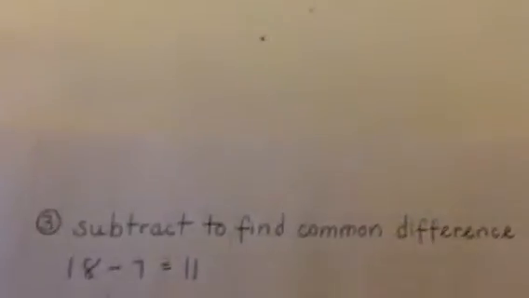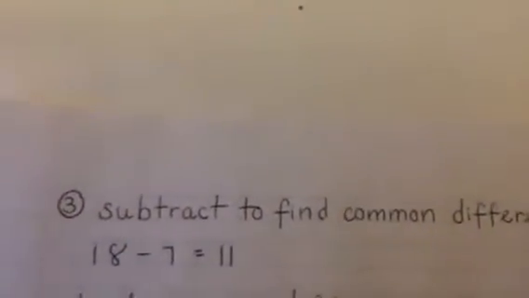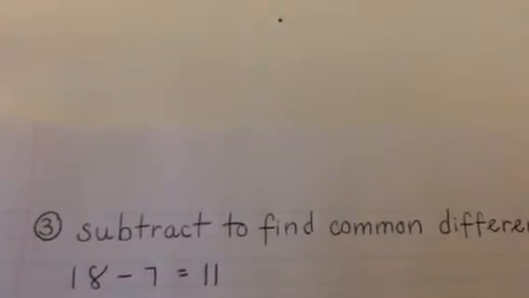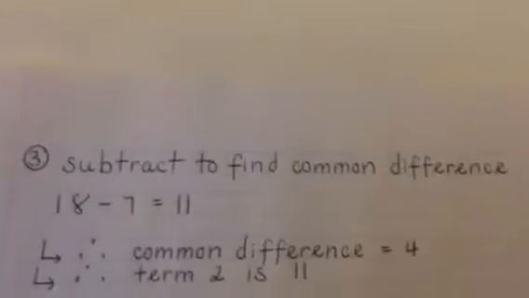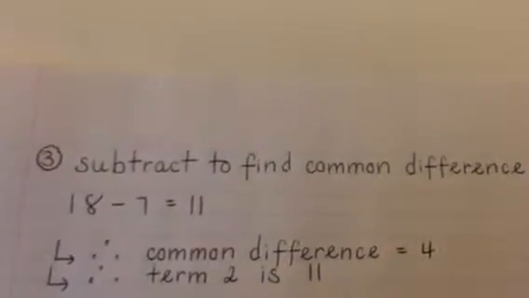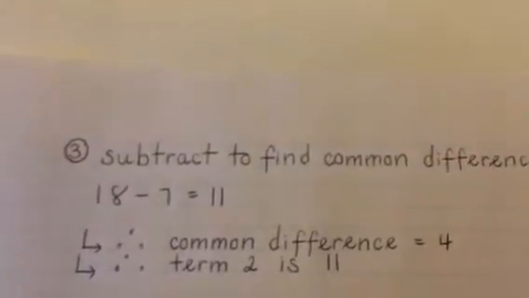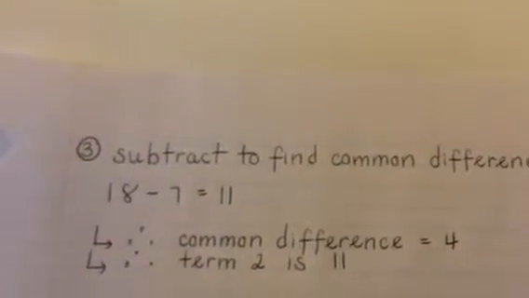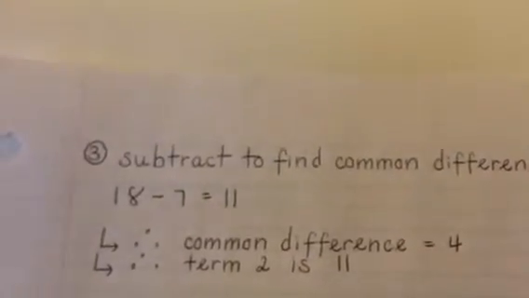Okay, so our next step is to subtract to find the common difference. We have to subtract 7 from 18 to get 11, which means the common difference is 4, and term 2 is equal to 11. So we know that from the first term, you have to add 4 to get to the second term. So 7 plus 4 gives you 11.